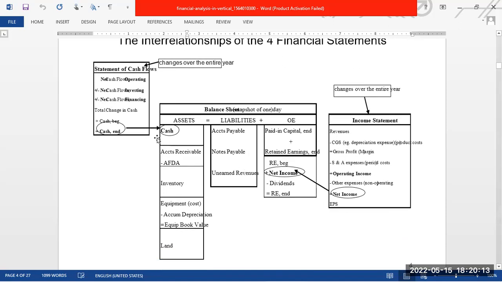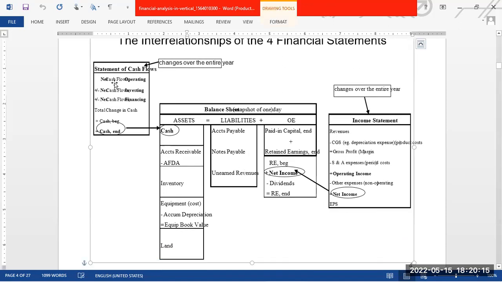And that is why you can see there is an arrow here. At the end of your cash flows, we have cash. Then from that, assets equal liabilities plus capital. All this applies as we talked about last time.